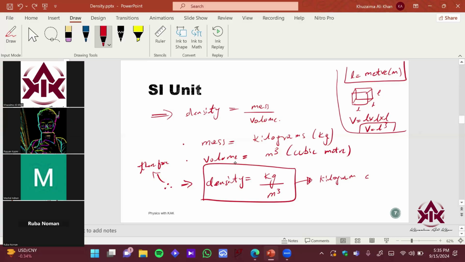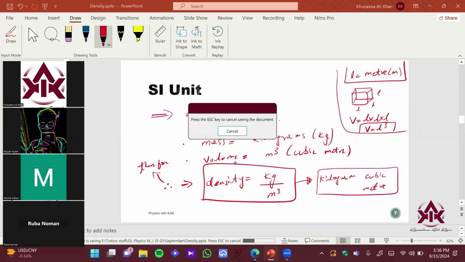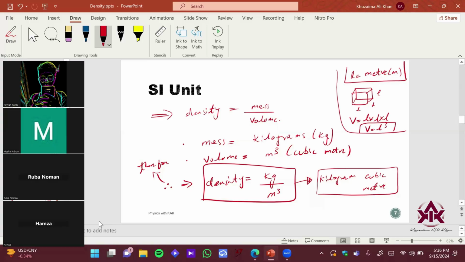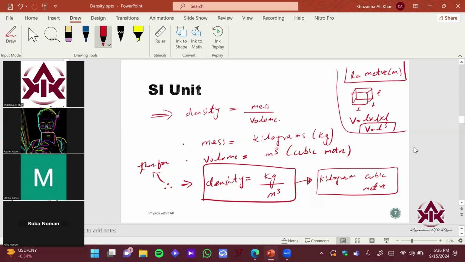I guess everyone agrees with the derivation. Ryan is saying that it makes sense, clear, and gave me a thumbs up. If the numerator is bigger, the overall answer would also be bigger, basically. Yes, Hamza, you want to add on? Mashal also says clear. That's good.